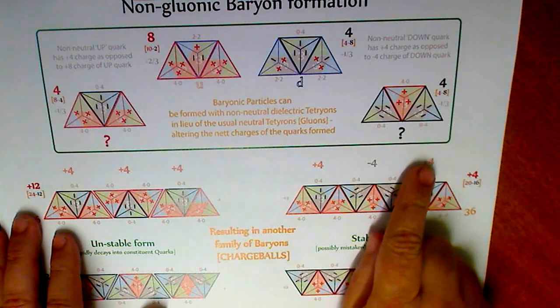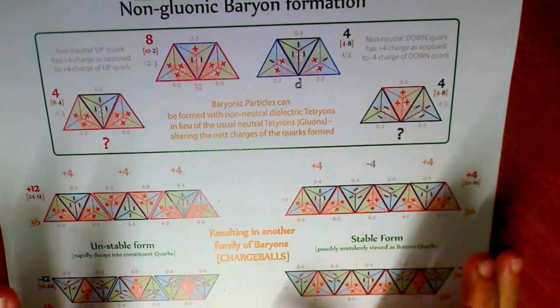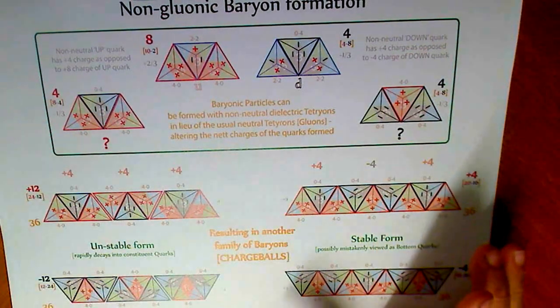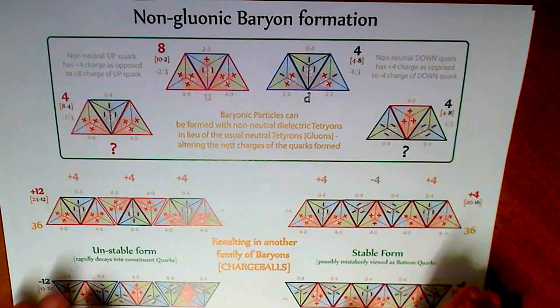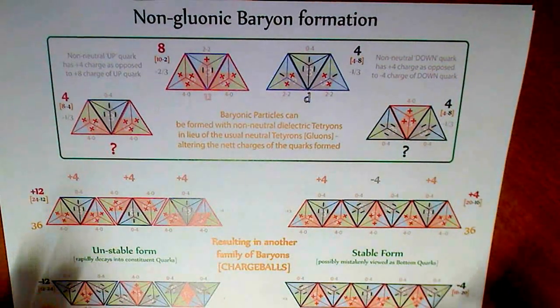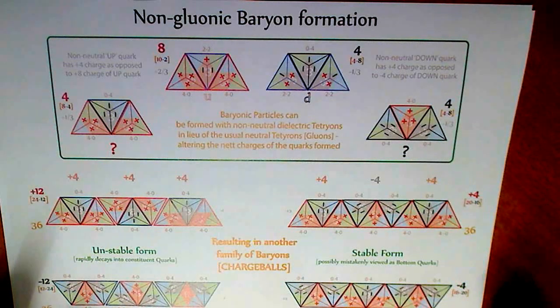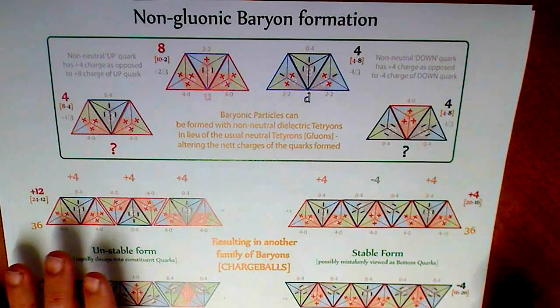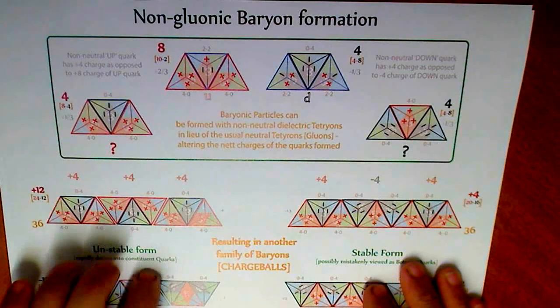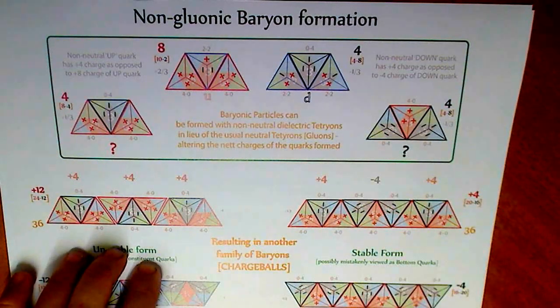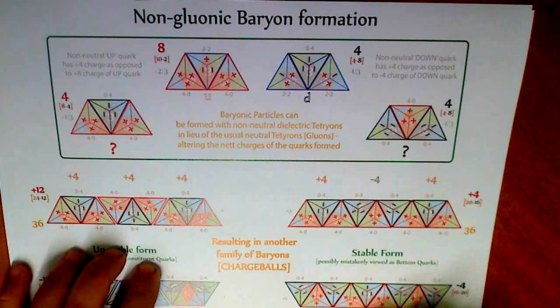So they're detected as different forms of quark, despite having a different charge arrangement. I won't get into too much detail, but there's two forms, a stable form and an unstable form. The unstable ones will quickly decay because of these similar positive charges, will always decay quickly back into their constituent quarks that then combine to form other baryons.